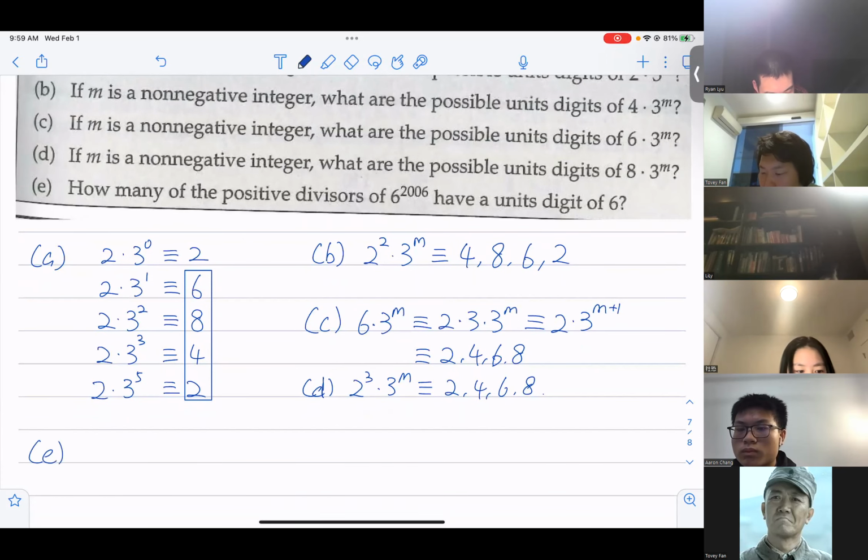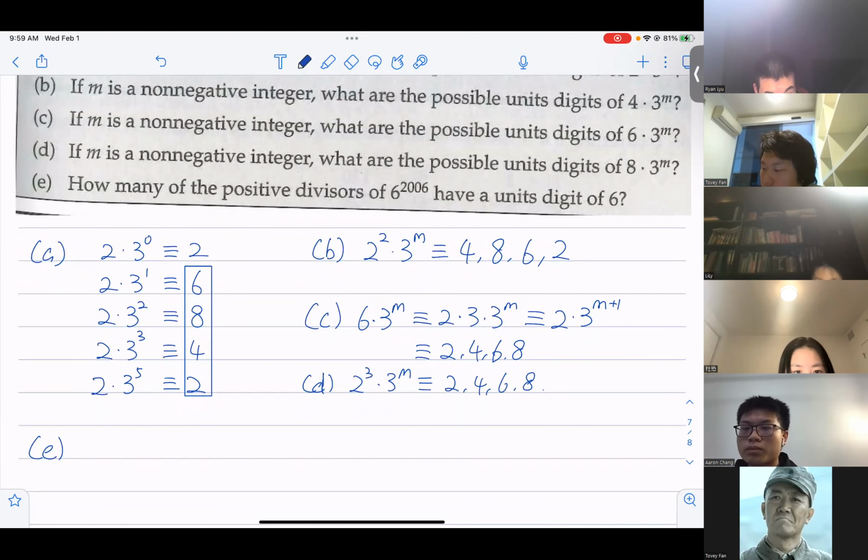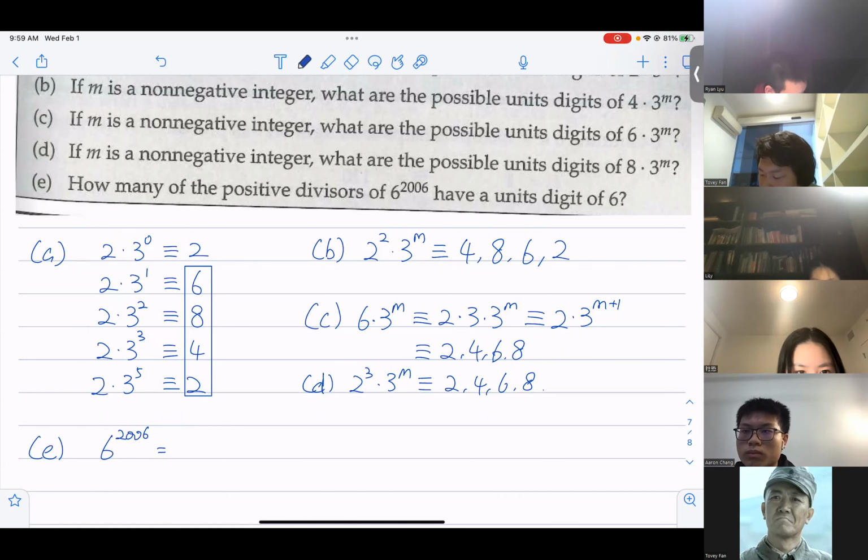Okay, very quickly. So eventually we're actually doing E. How many of the positive divisors of this have a units digit of 6? So 6 to the power of 2006, the hint here is to factor it into 2 and 3, right? So it's actually 2 to the power of 2006 times 3 to the power of 2006.